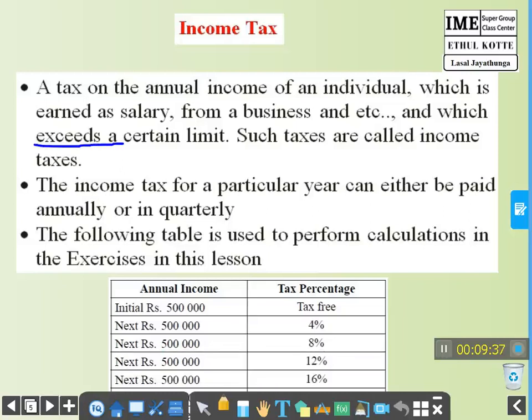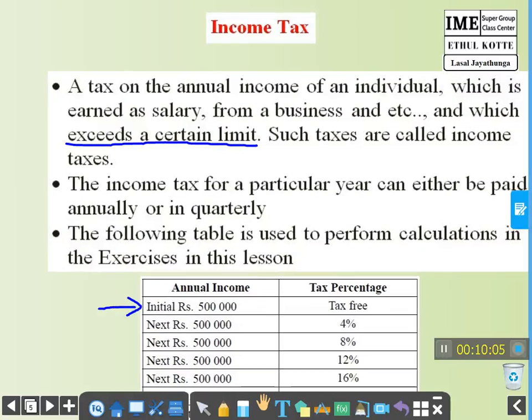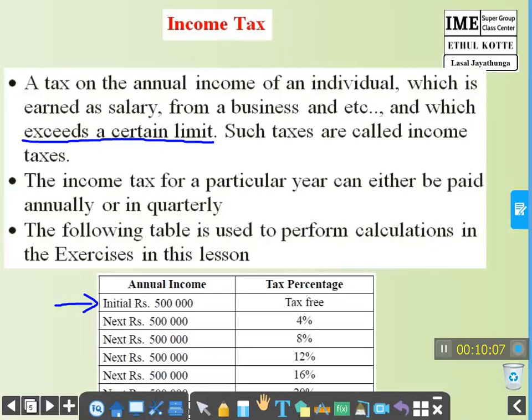The limit is decided by the government. If your income is higher than the given limit, then you are eligible to pay the tax. According to the chart given in your textbook, the limit given is 500,000. So if your income is more than 500,000 annually, then you have to pay the tax amount, right? In income tax, further we will analyze it.